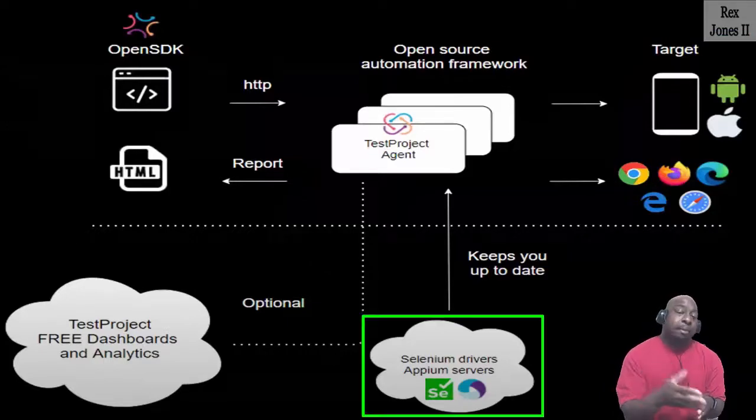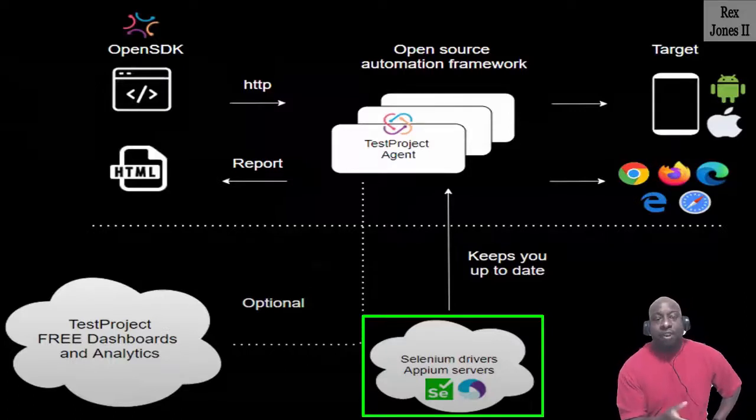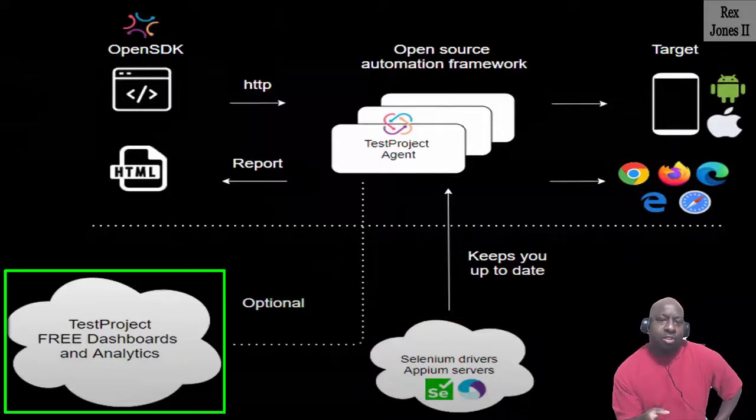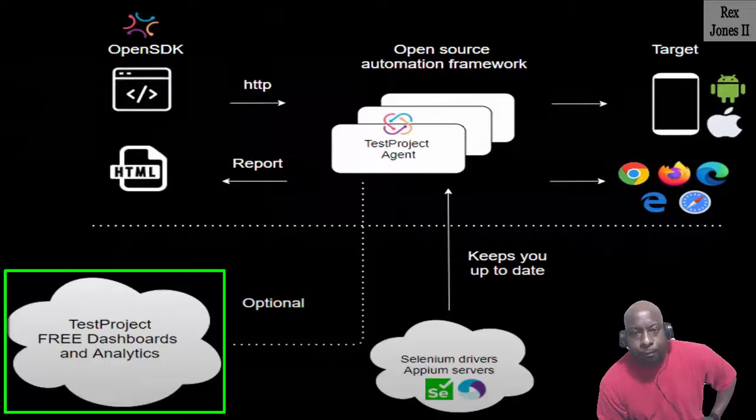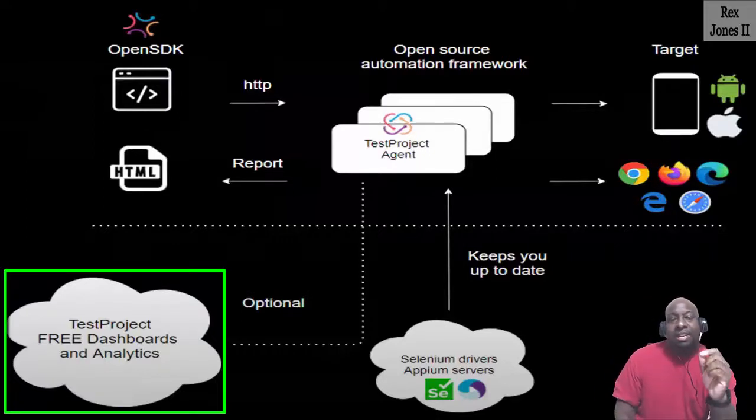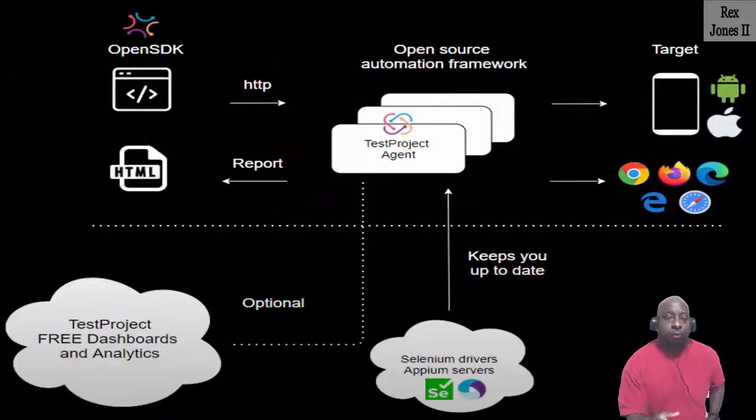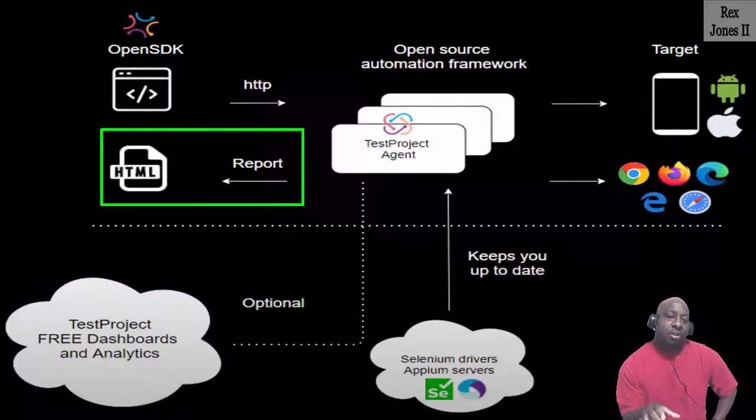When it comes to the Selenium drivers and Appium servers, they are contained in the agent. Therefore, TestProject allows us to use pure Selenium and Appium commands, then extend the functionality. The dashboards are free and analytics are also free. Our test results can be sent back to TestProject so we can share the information, share the screenshots, or whatever is valuable. The HTML report feature has two PDF format options: summary report or full report.